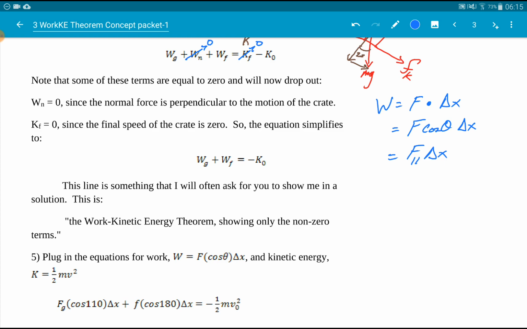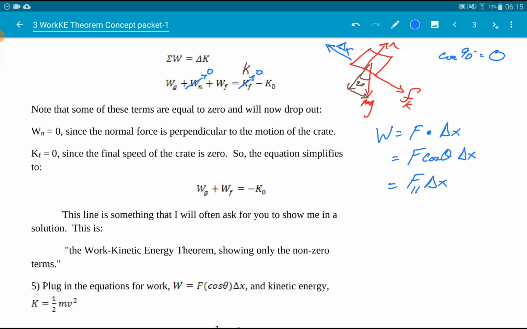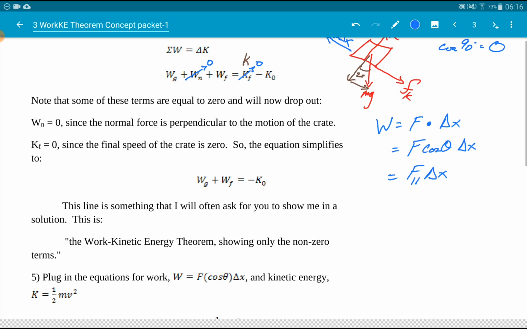So you've already done all of this mental gymnastics here to figure out what is actually going to be doing work on your system and what will not. And remember, work is just the transfer of energy. So what forces are going to be transferring energy over this displacement and which ones will not? Notice that this normal force changes nothing about the energy of this box here.